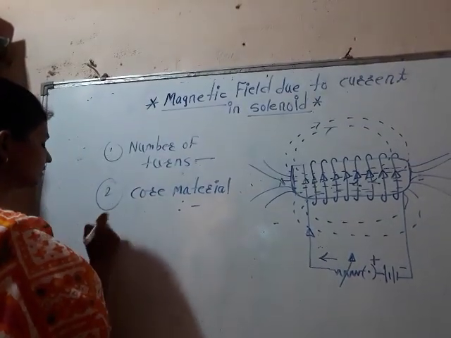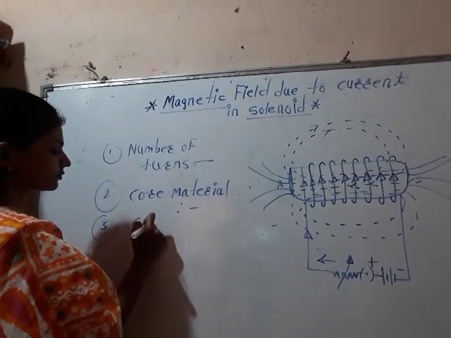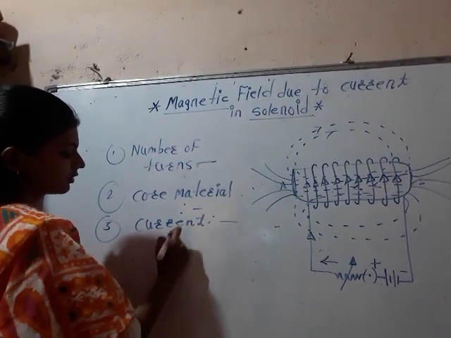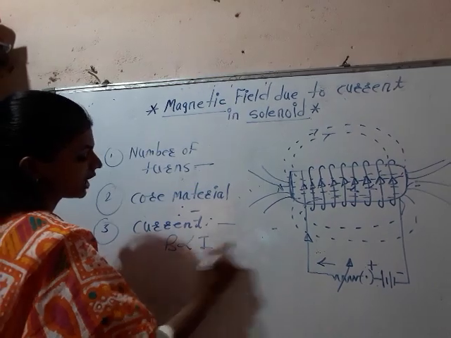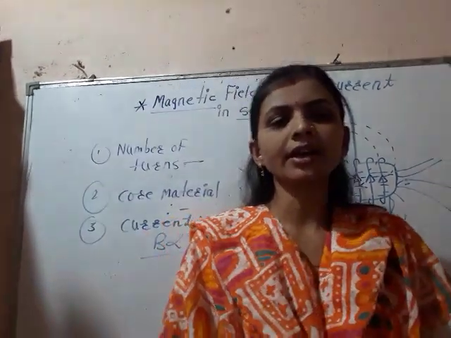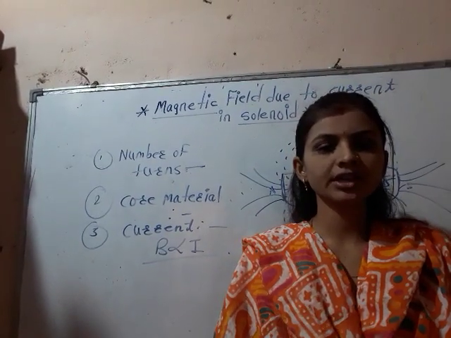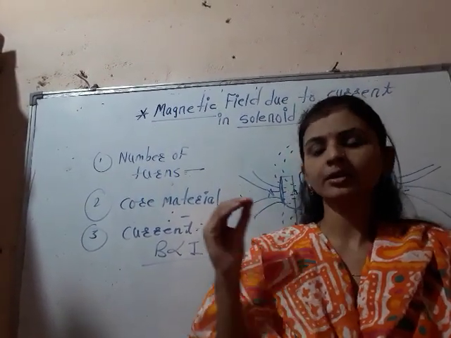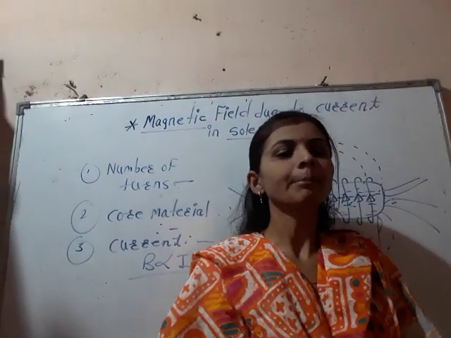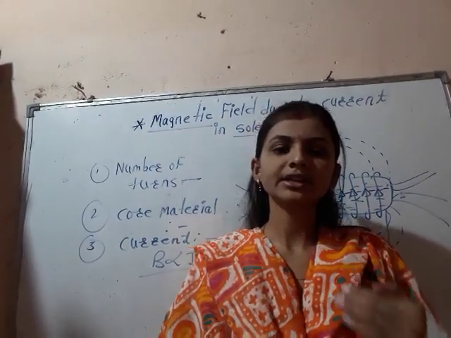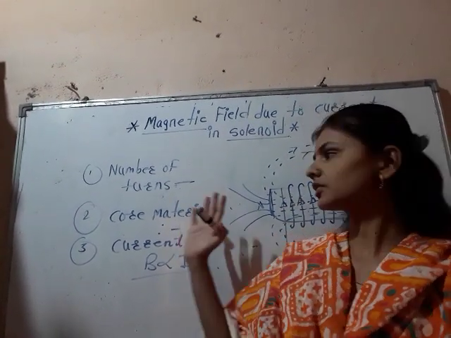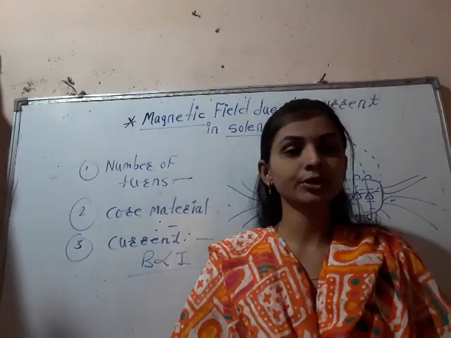Now the third one is the current. B is directly proportional to I. It means that the magnetic field depends upon the current. On the basis of how much current is flowing through the circuit, the magnetic field is produced. If current is maximum, it means that the magnetic field is maximum. If current is minimum, it means that the magnetic field is minimum. So these are all the points related to the solenoid.